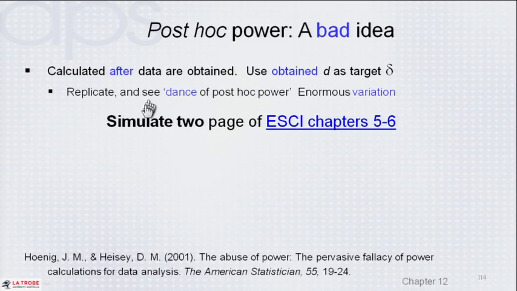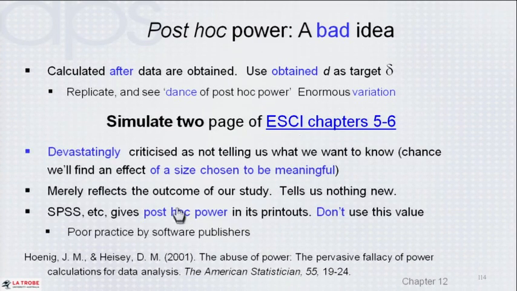The trouble with that is, and you can simulate this easily in ESCI, the power you get merely reflects the size of your obtained d. And if you repeat this experiment a number of times, you'll just through random fluctuations get a large value of d and a large power. Then you'll get a medium and a medium, and a low, and it'll bounce around. So you look at a few of these and you quickly decide, well, these post hoc power values are just telling me again what I already know, which is how big an effect I got in this experiment. So this has been devastatingly criticised, for example, in this famous paper in the American Statistician.